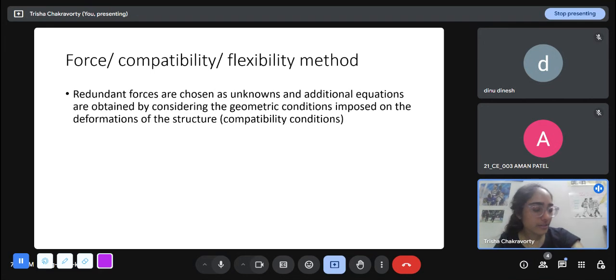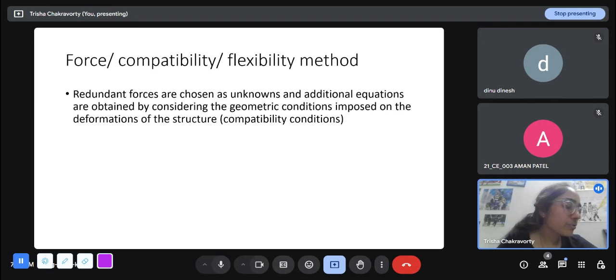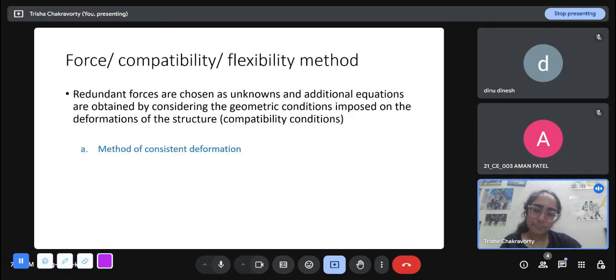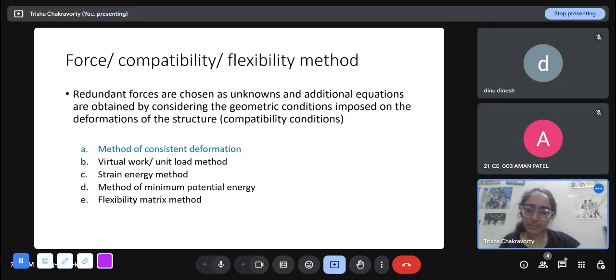Force or compatibility or flexibility methods. These are force methods, and displacement methods, as we have seen, are methods to solve indeterminate structures. They are of two categories based on my approach. In the force methods, the redundant forces are chosen as unknowns, and additional equations are obtained by considering the geometric conditions imposed on the deformation of the structure, which are the compatibility conditions which ensure continuity in a physical structure. These are some methods: method of consistent deformation, virtual work or unit load method, strain energy method, method of minimum potential energy, and flexibility matrix method.